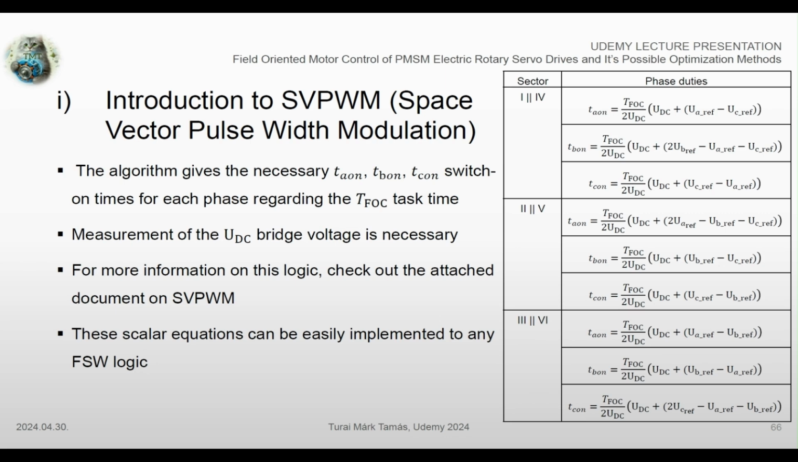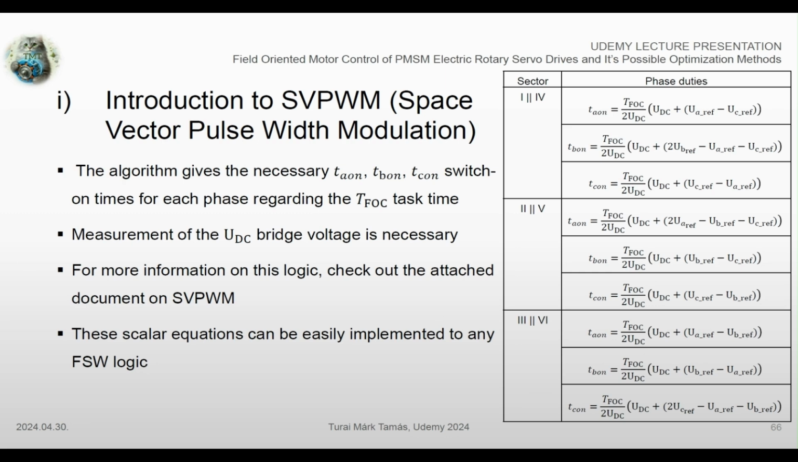The algorithm gives the necessary switch-on times for the appropriate MOSFET or IGBT semiconductors within the predefined inverter switching time period. The T_FOC variable is the reciprocal of the inverter switching frequency. In practice, the most used inverter switching frequency is 20 kHz, which means that the task time in this case is going to be 50 microseconds.